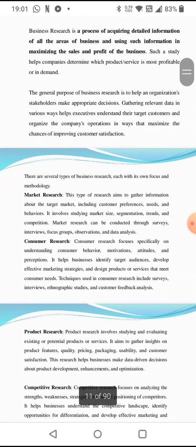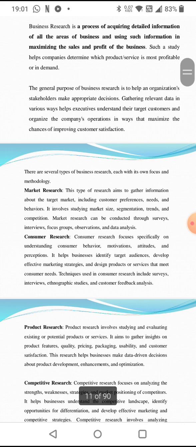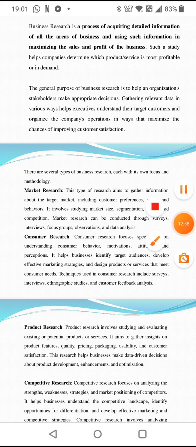Next, moving on to the several types of business research. So what exactly are those? We have market research. So what do you mean by market research? This type of research aims to gather information about the target market, including customer preferences, needs and behaviors. It involves studying market size, segmentation, trends and competition as well. Market research can be conducted through surveys, interviews, focus groups, observations and data analysis.